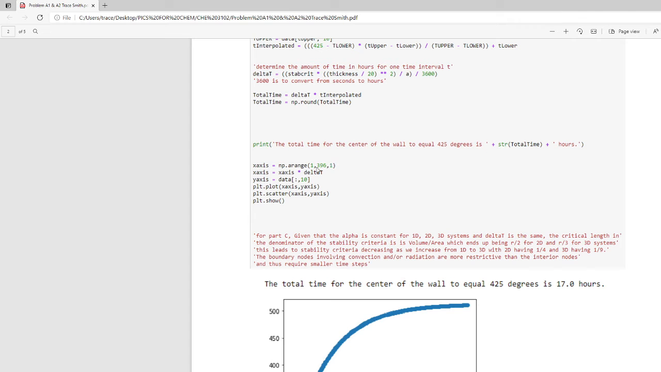I just went from 1 to 396 in increments of 1, and for the x-axis, I multiplied it by the delta t as well. And then the y value is the temperature of the middle for all those x values, which were basically the t's in hours, like the number of time intervals in hours.